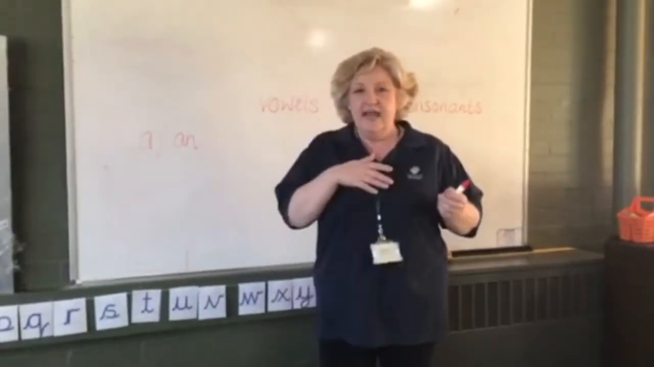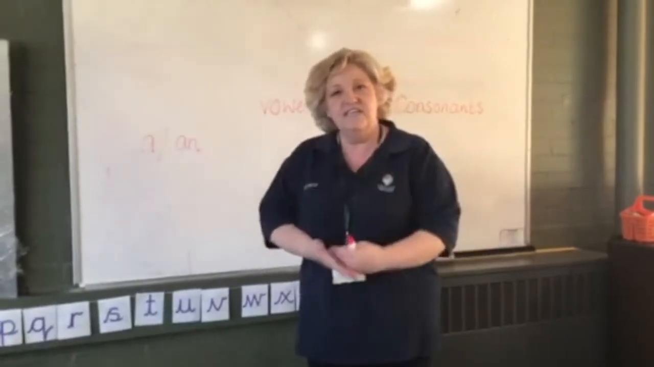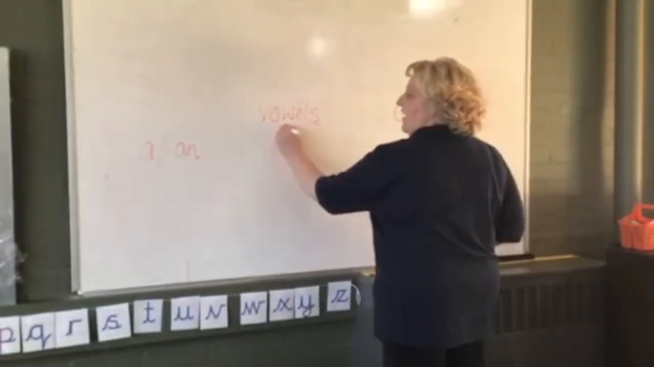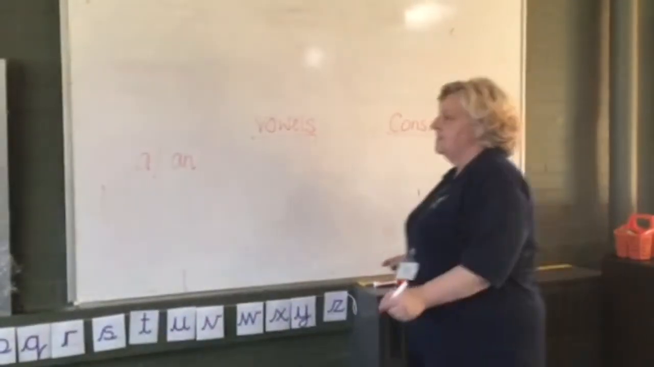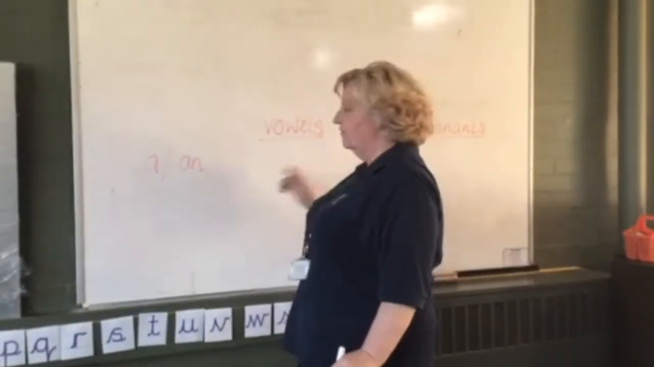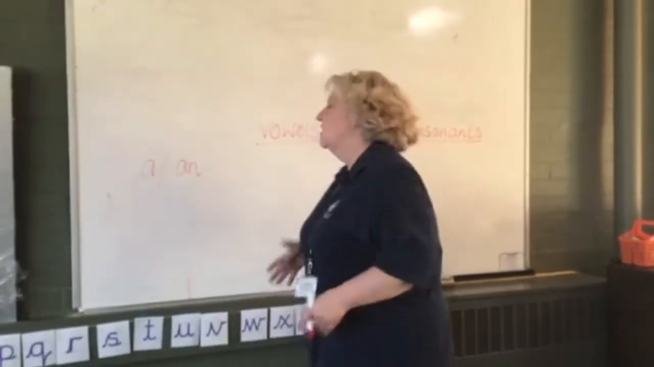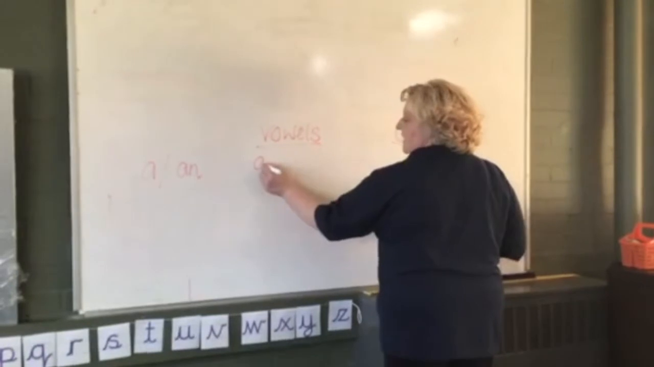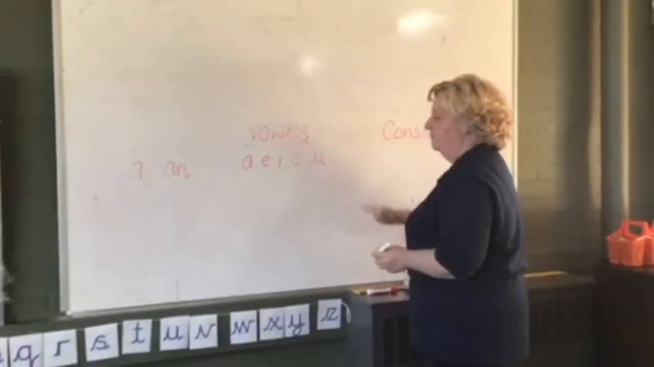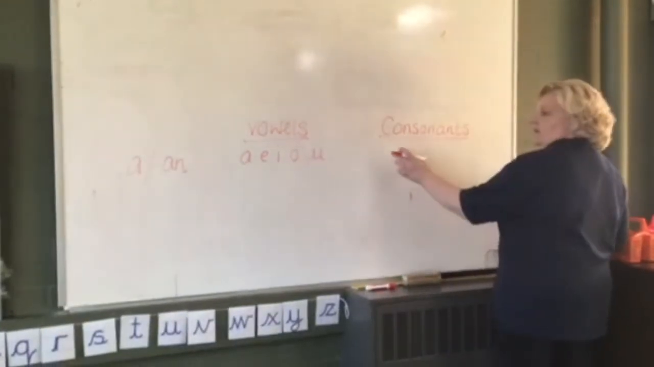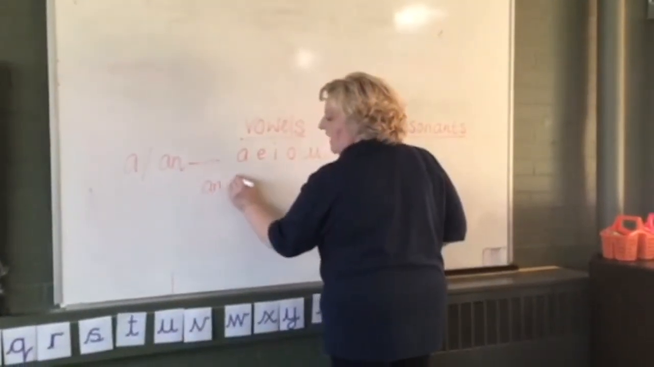We're recapping on the letters of the alphabet, but we're in particular looking at the vowels and the consonants and the impact they have on the a or an that goes in front of them. So if we look at the vowels A, E, I, O, U, it would be an apple.